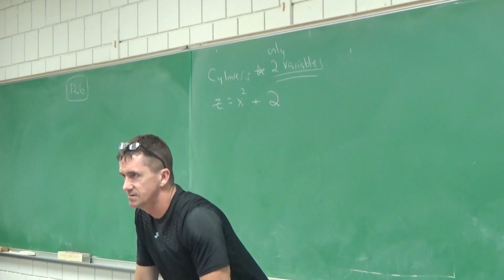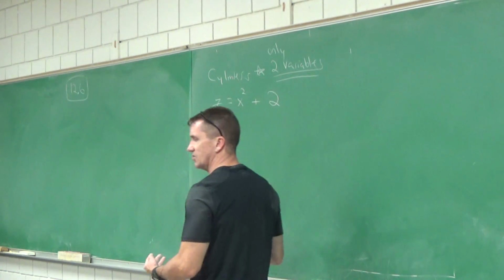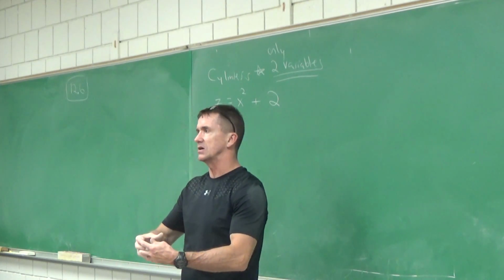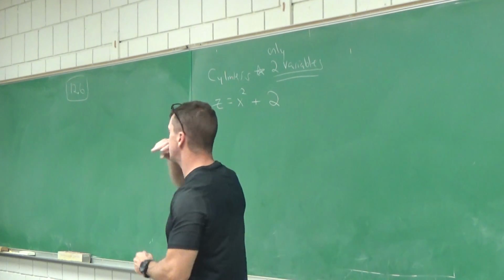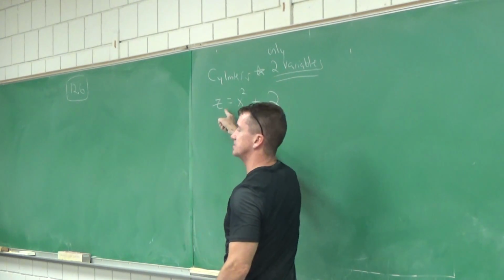Then you're talking about a cylinder. So, what kind of cylinders are we talking about? They can be circular cylinders, or they can be parabolic cylinders. But the key with cylinders, you'll recognize them because they only have how many variables?